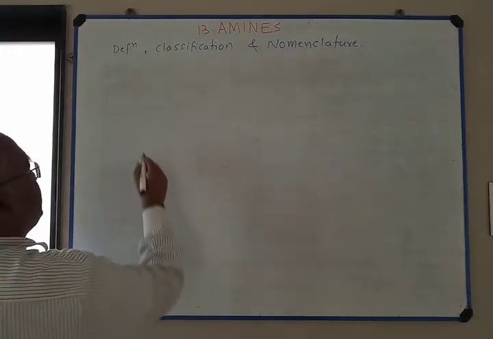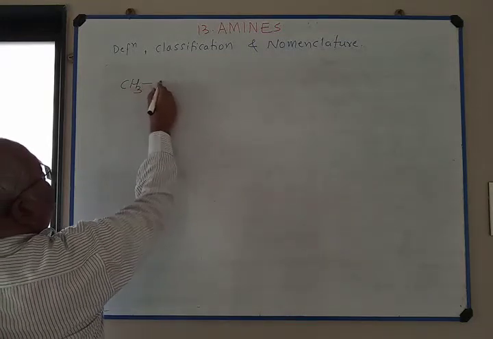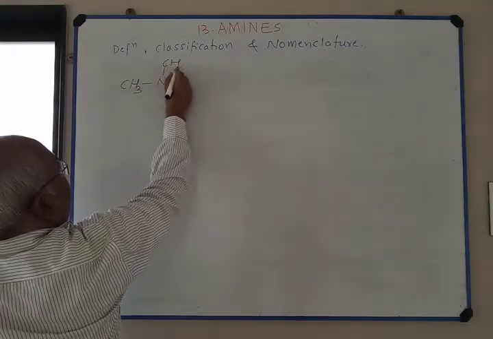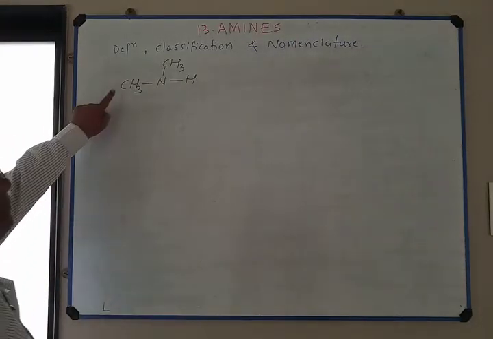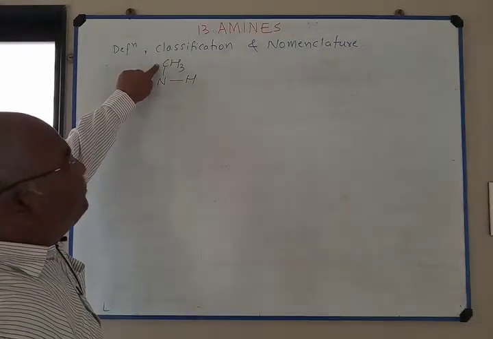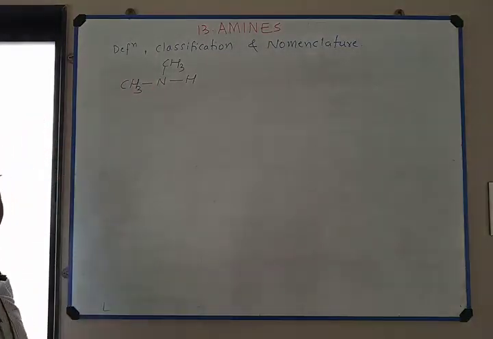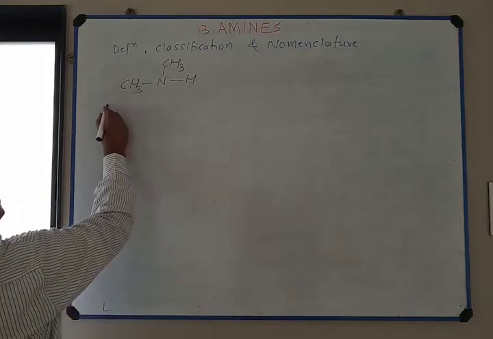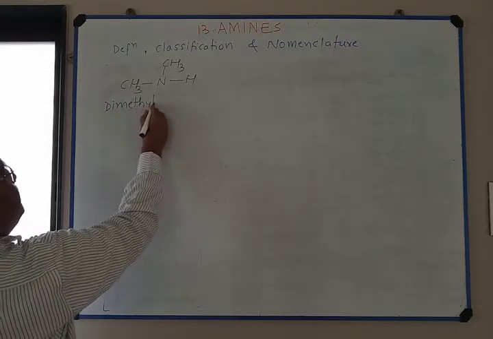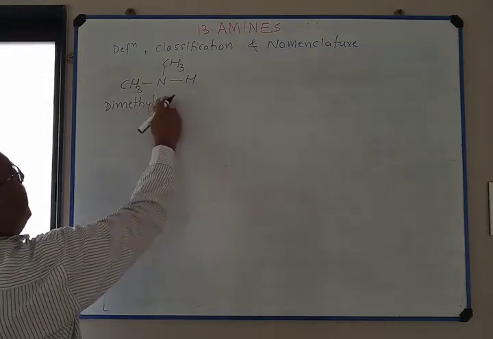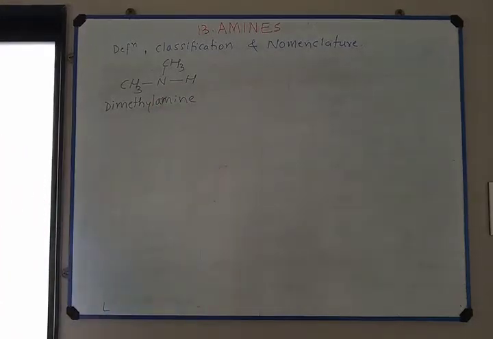So look here, I write CH3 single bond N, single bond CH3, single bond H. This is methyl group. This is methyl group. NH group is the functional group known as imino group. Name of the compound: dimethylamine. Methyl group is present 2 times, therefore I wrote dimethylamine as the name of the compound.